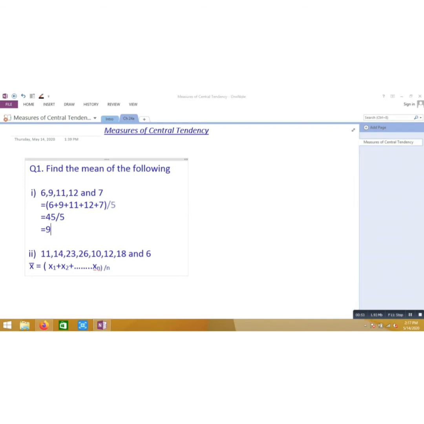Second part of the question, again we need to sum up all and divide by total number of data points. So 11 plus 14 plus 23 plus 26 plus 10 plus 12 plus 18 plus 6 divided by 8. So 120 divided by 8. Arithmetic mean is 15.